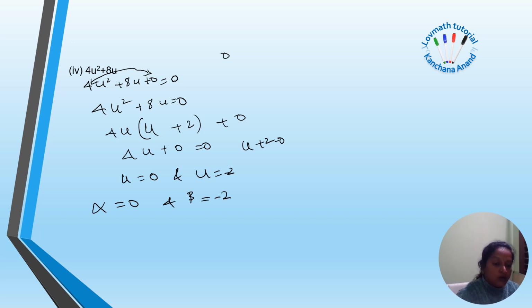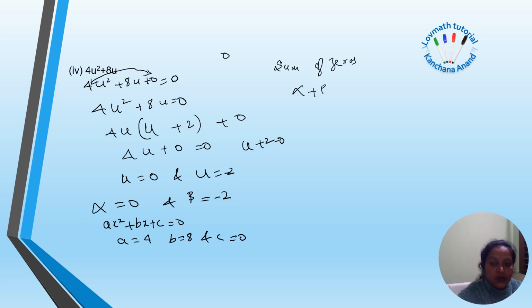By comparing the above equation to the standard form of quadratic equation, that is ax square plus bx plus c is equal to 0, we get a is equal to 4, b is equal to 8 and c is equal to 0. Now let us verify the relationship between the zeros and the coefficients. Now let us find the sum of zeros first. It is alpha plus beta is equal to minus b by a.